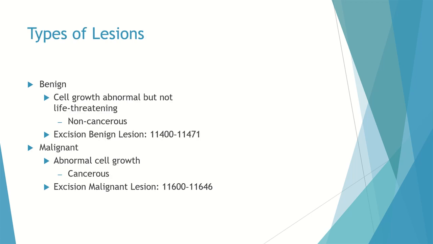Types of lesions. This is important to know as well. Benign lesions are abnormal cell growth but not life-threatening, meaning they are not cancerous. Excision of benign lesion is 11400 to 11471. A malignant lesion is an abnormal cell growth that is cancerous, so this is bad. I've heard this referred to as bad lesions, good lesions. In reality, it's all bad, but one's a little bit worse than the other. The excision of malignant lesions is 11600 to 11646.